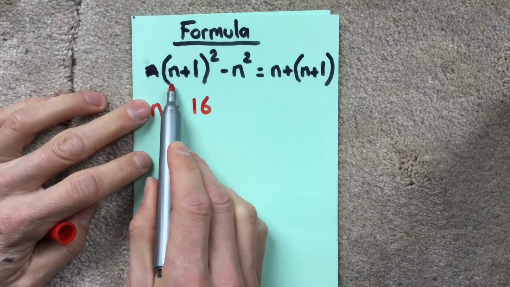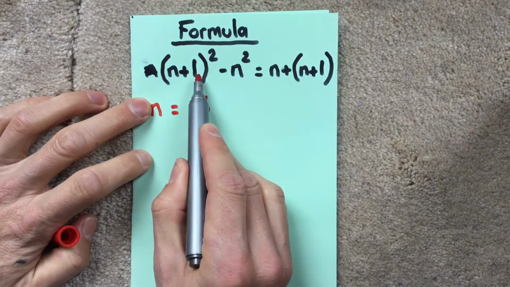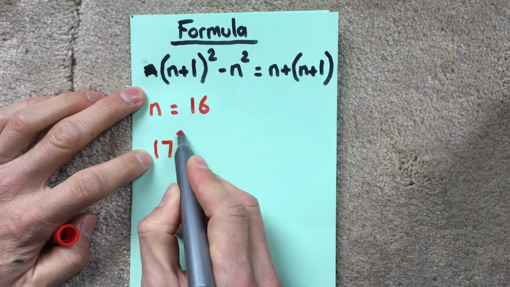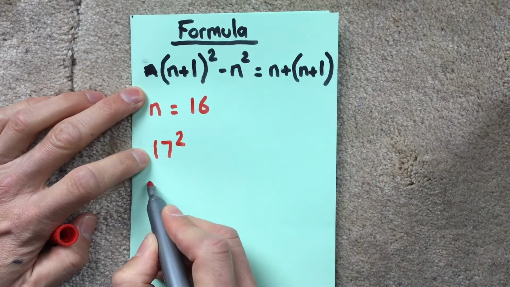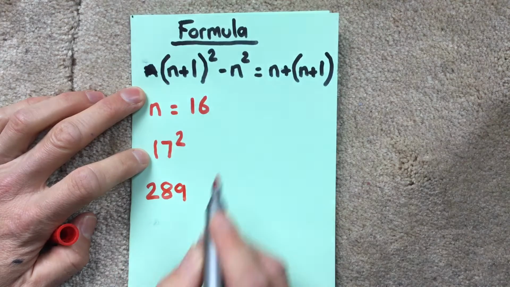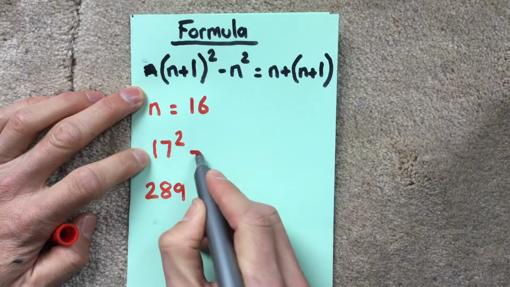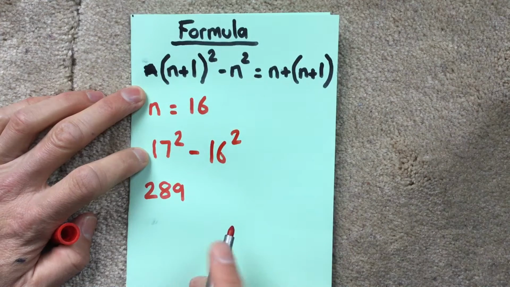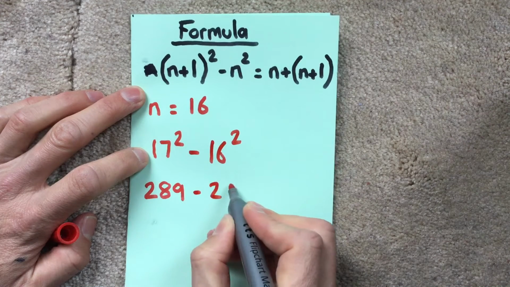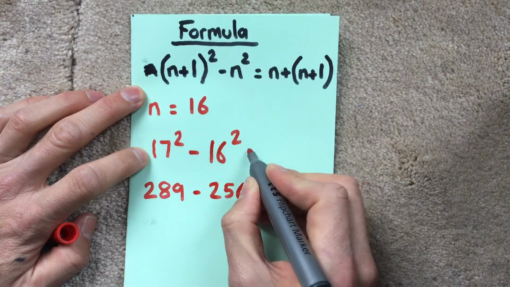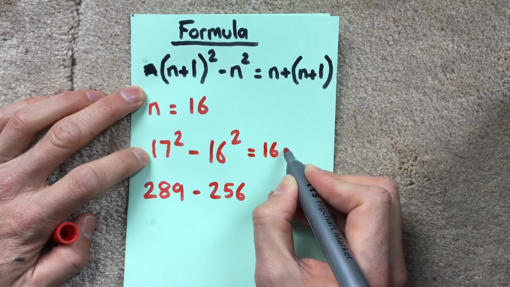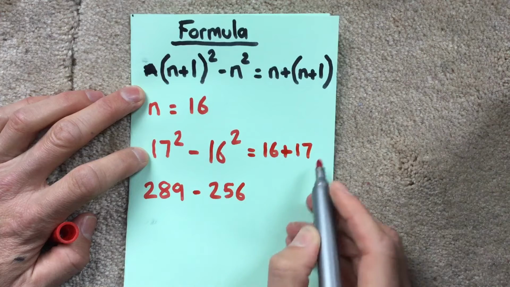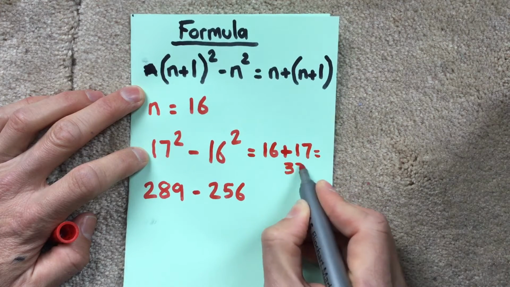Okay, so if I do 16 plus 1 in brackets, that equals 17, and then I'm going to do 17 squared, which I have worked out on a calculator, I'm not going to lie, that's 289, and then I'm going to subtract 16 squared, or N squared, which is, I worked this out on a calculator, 256, and that should equal 16 plus 16 plus 1, which is 17. 16 plus 17, which I think, just doing this in my head, is 33.